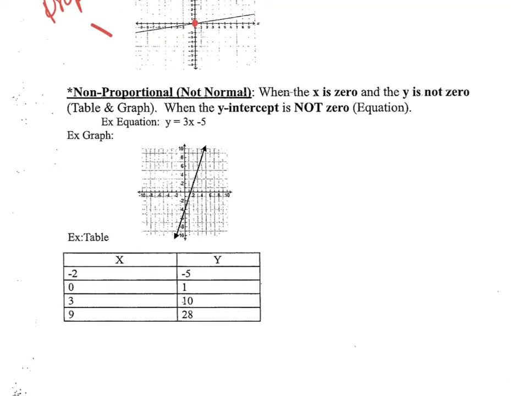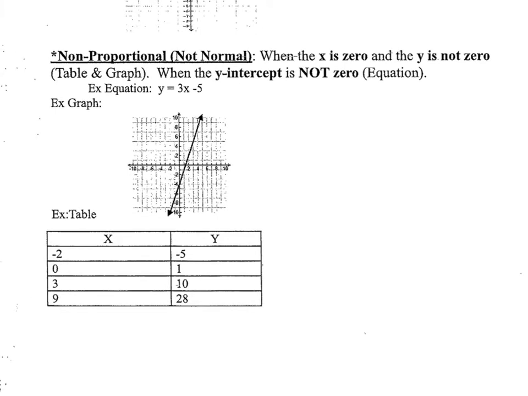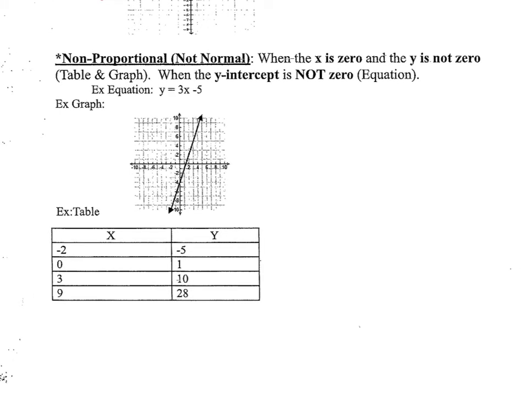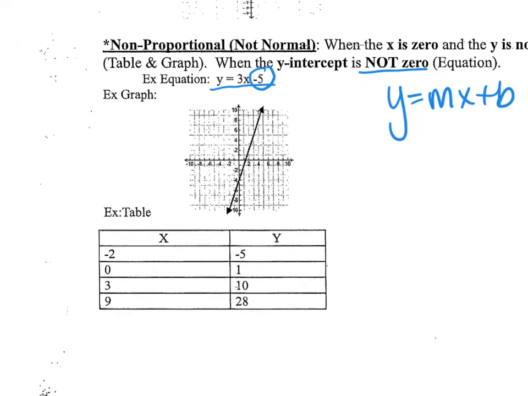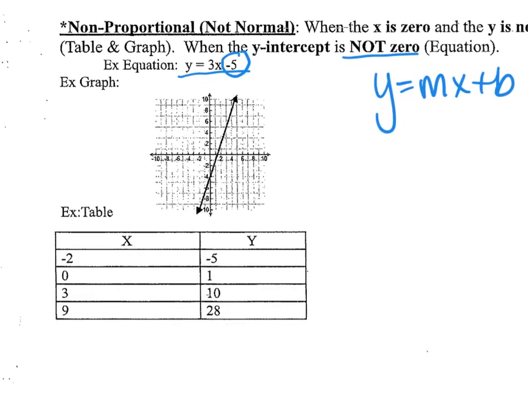So looking at some that are not proportional: when x is 0, but the y is not 0. So when the y-intercept is anything but 0, which would be y equals mx plus b, where b actually has a value that's not just 0. An example equation, y equals 3x minus 5, because there's this little extra at the end. So that's an example of an equation.